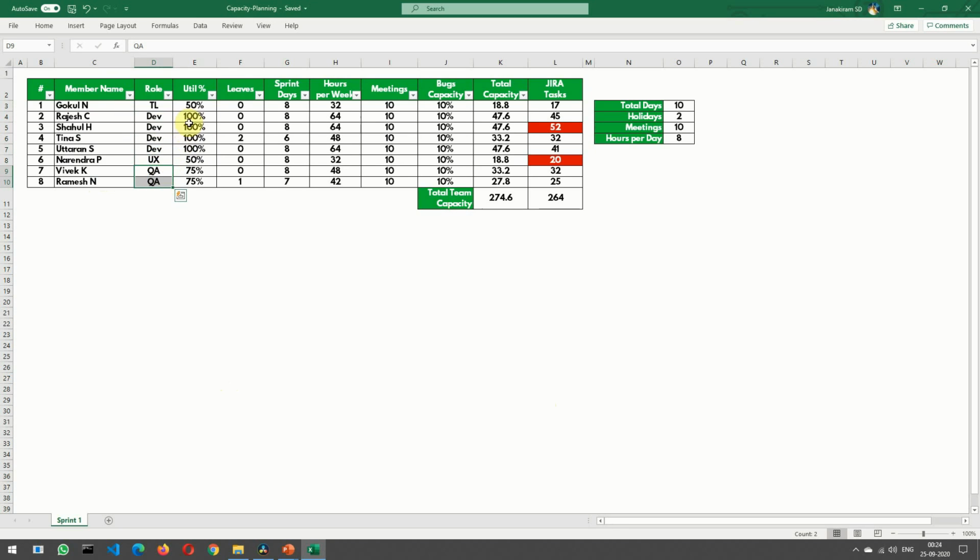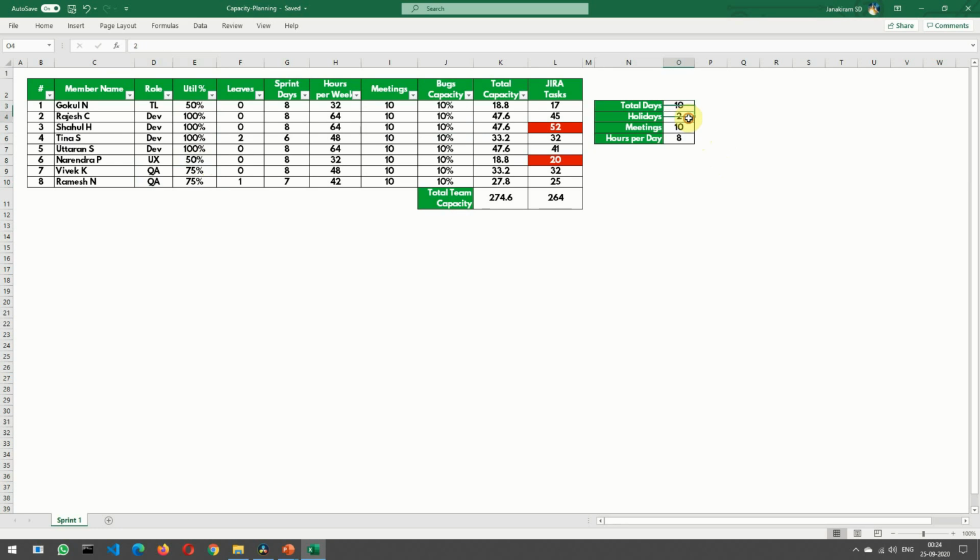If we look at their utilization, developers are 100% utilized, the QA are 75% utilized, whereas the technical lead and user experience are shared resources, they are 50% utilized. If you go to the right hand part of the sheet, the total number of days for the sprint is 10. This is a typical 2-week sprint.